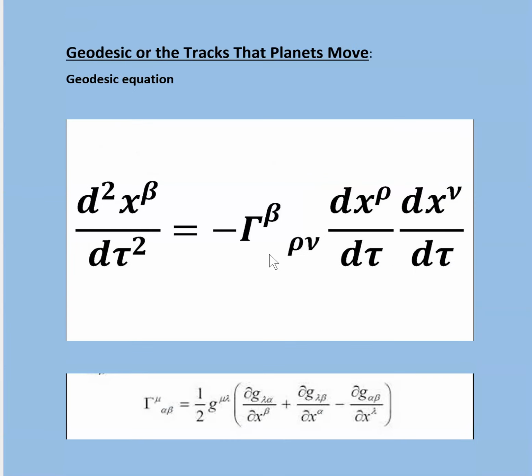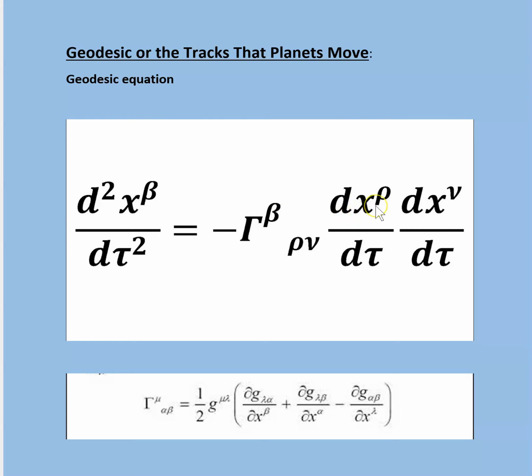So now we are going to talk about the geodesic equation, or the tracks that the planets move on. Now on the left hand side, tau is the proper time. Let's call it just time for now. x is a dimension, a coordinate. So this gives us some kind of acceleration, and this gamma is called the Christoffel symbol, a measure of curvature. This Christoffel symbol is a measure of the curvature of space-time.